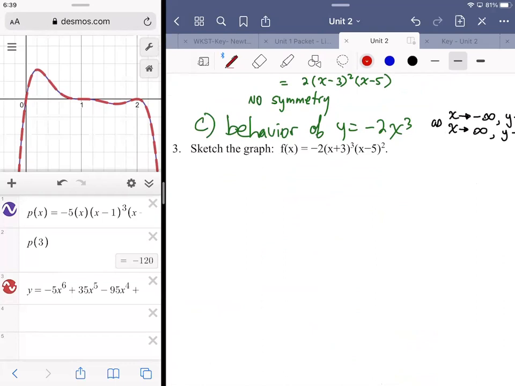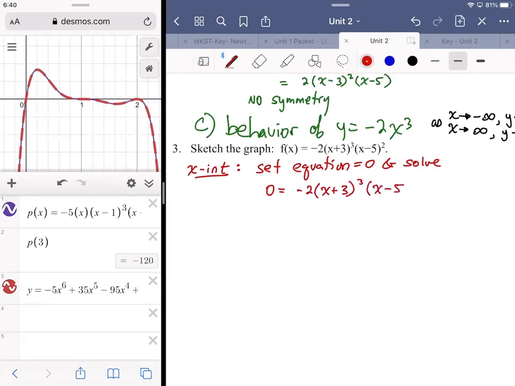They're very procedural. If I want to find the x-intercept, well, one of them is easier to do than the other. So the x-intercept: set the equation or the function equal to 0 and solve. That would be 0 equals -2 parentheses x plus 3 cubed times x minus 5 squared, and you would solve that equation.